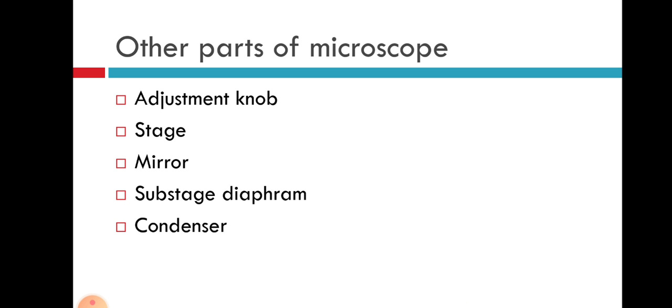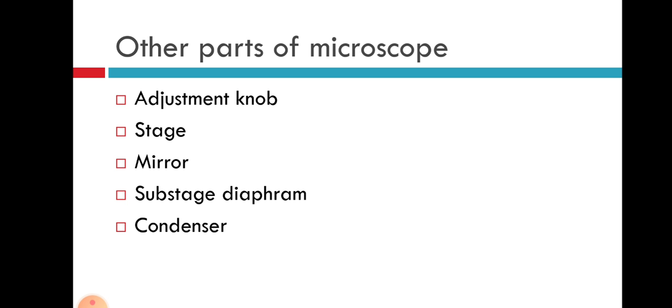Other parts of the microscope include adjustment knobs, stage, mirror, substage diaphragm, and condensers. Adjustment knobs: in some microscopes, coarse and fine focusing adjustment knobs are provided in order to lower or raise the body tube with lenses for rendering the image clear. This is done by rotating the knobs. The coarse adjustment is meant to bring the object into vision, whereas the fine adjustment is used for focusing finer details.